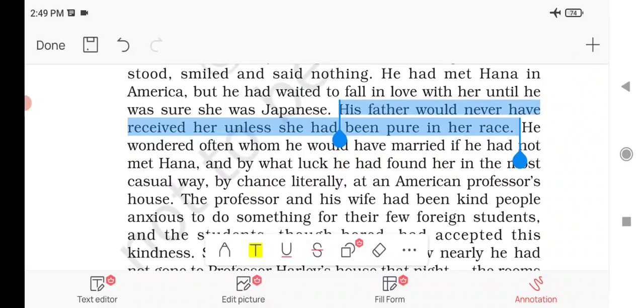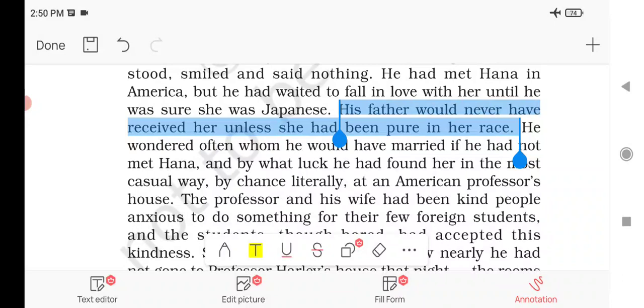So the chapter also highlights the discrimination between two castes, right? The chapter is highlighting this through the character of Dr. Sadao's father. He wondered often whom he would have married if he had not met Hannah. Obviously he is married to Hannah now, and sometimes he wonders whom he would have married if he hadn't met Hannah, right?